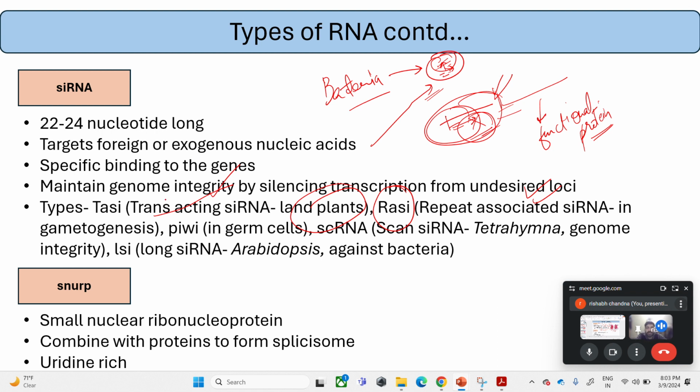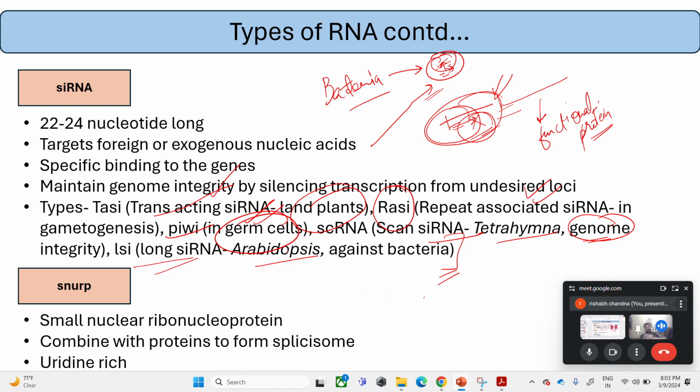Then comes the pvRNA that also has a similar role, that is present only in the germ cells, not in other cells of the body. Then we have the scRNA or the scan siRNA. It is present in Tetrahymena only and it helps in genome integrity of the particular organism. Then we have the long siRNA or the LSI that is present in Arabidopsis and it is a defense mechanism against bacteria. So this is plant specific. So these are the types of siRNA that we talked about.